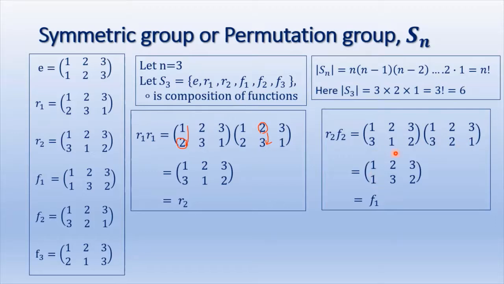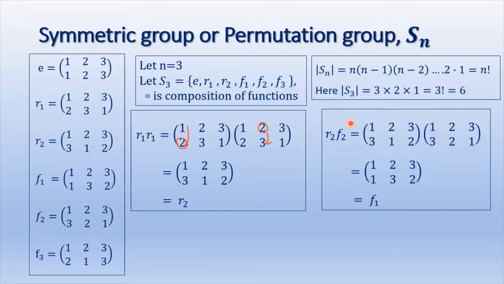Similarly here 2 goes to 1 and the result 1 goes to 3. Therefore 2 goes to 3. And finally 3 goes to 2 and 2 goes to 2. So 3 goes to 2. So this is the intermediate value. One image you take and then the corresponding image in the second function you take. That is the final answer.